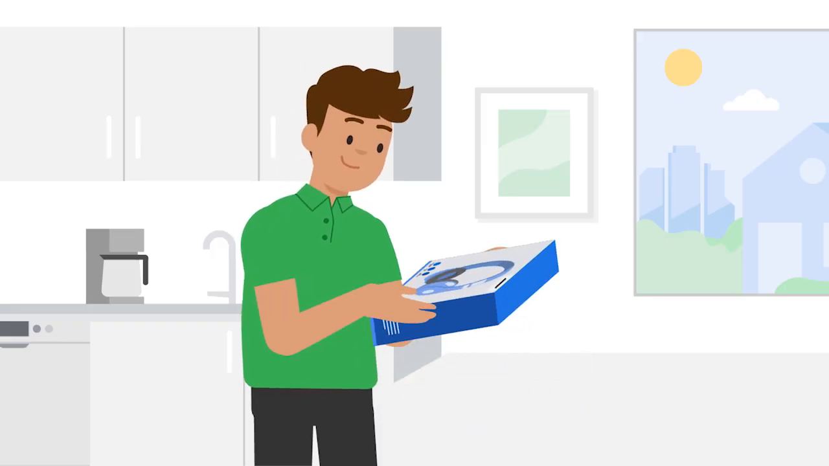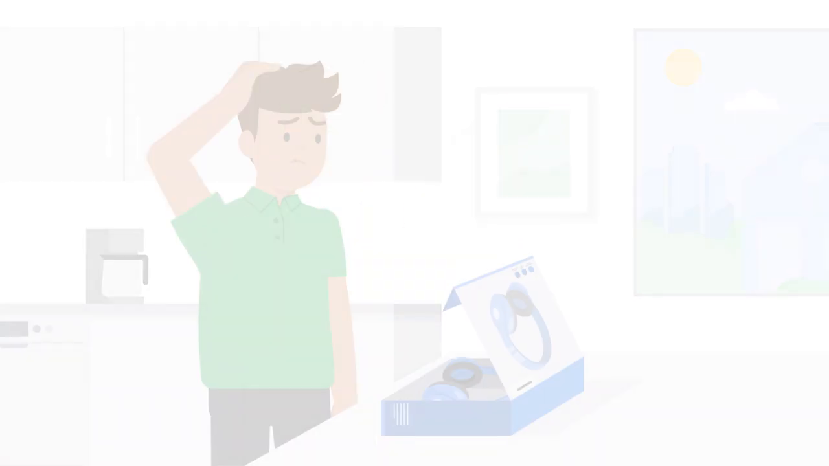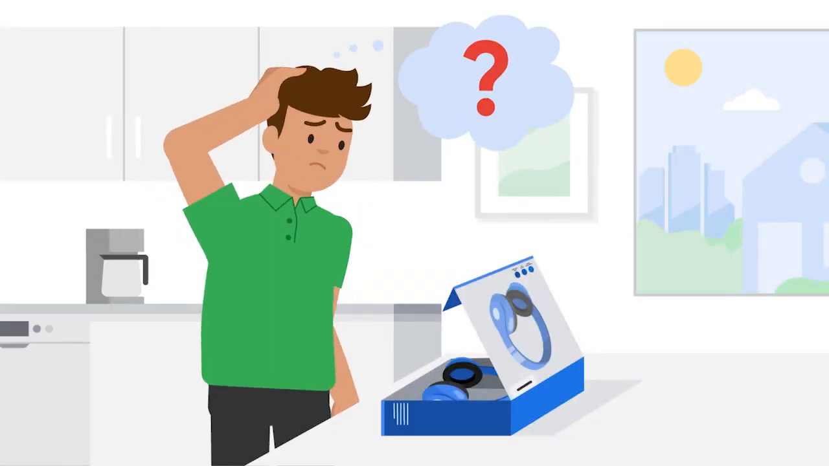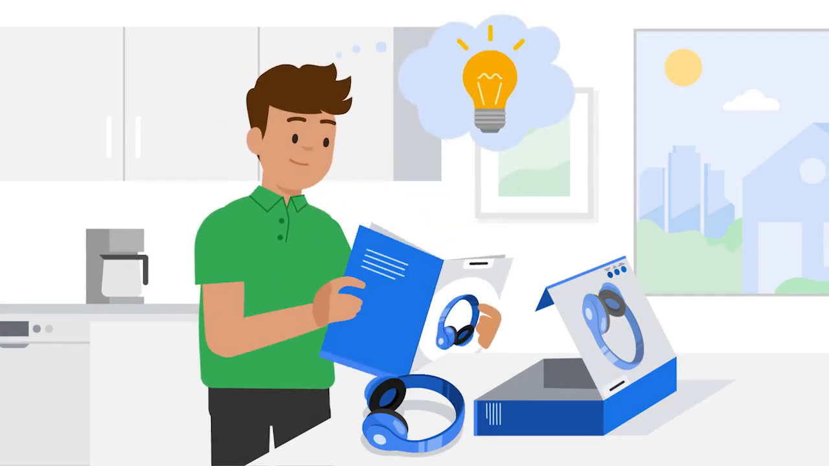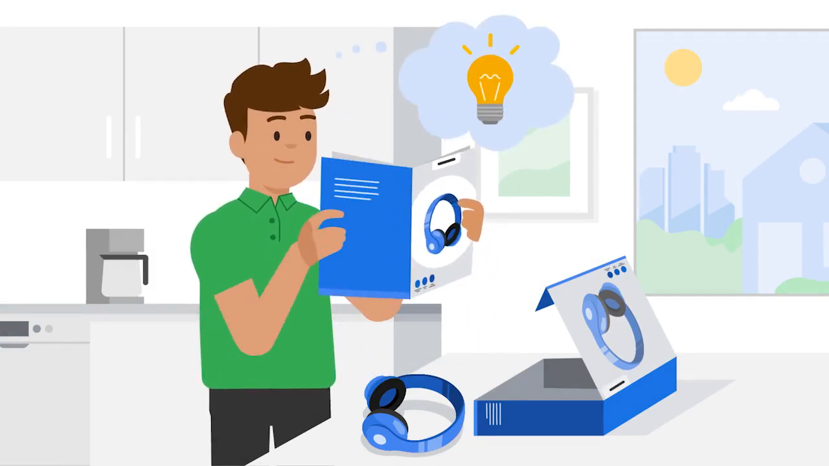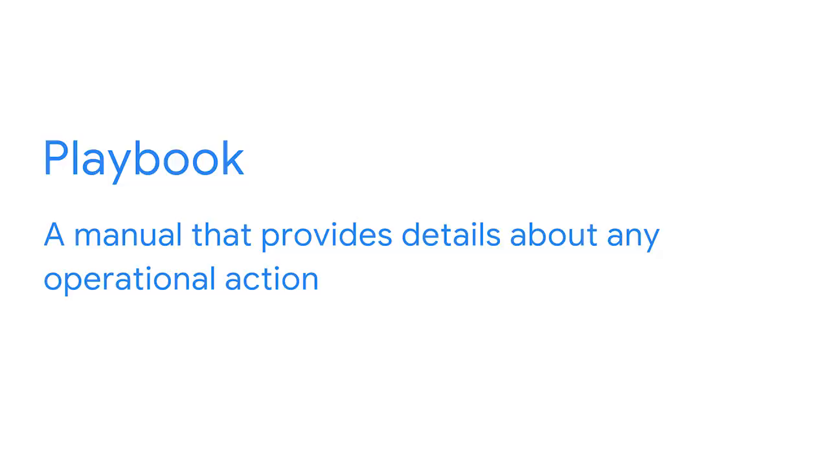Have you ever purchased a product and didn't know how to use it, and consulted the product manual for instructions on how to do something like turn it on? Congrats! You've used documentation to solve an issue. Previously, you've learned about how playbooks keep business operations safe, and in incident response, playbooks work similar to a product manual. As a refresher, a playbook is a manual that provides details about any operational action. You'll learn more about playbooks later.